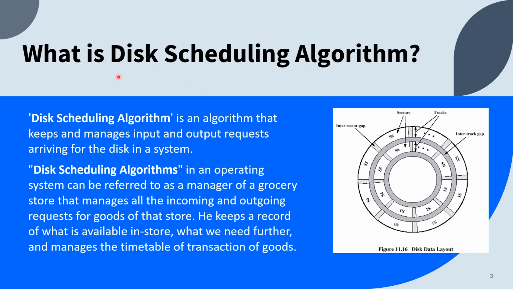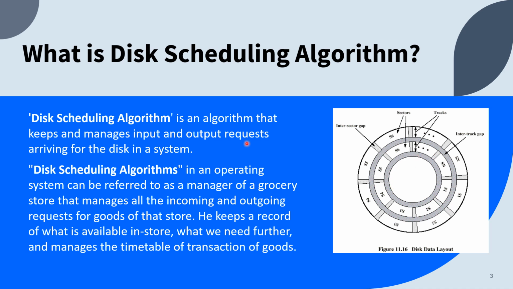So before moving ahead, first we have to see what is a disk scheduling algorithm. A disk scheduling algorithm is an algorithm that keeps and manages input and output requests arriving for the disk in a system. In simple words, we can say that it helps us to manage the requests, more specifically the input-output requests. Basically, our disk is divided into several tracks, and these tracks are further divided into sectors.